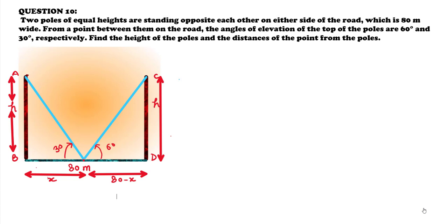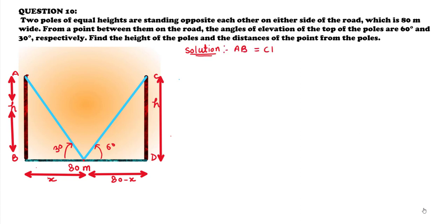Question 10. Two poles of equal heights are standing opposite to each other on either side of the road, which is 80 meter wide. From a point between them on the road, angle of elevation of the top of the poles are 60 and 30 degree respectively. Find the height of the poles and the distance of the point from the poles.